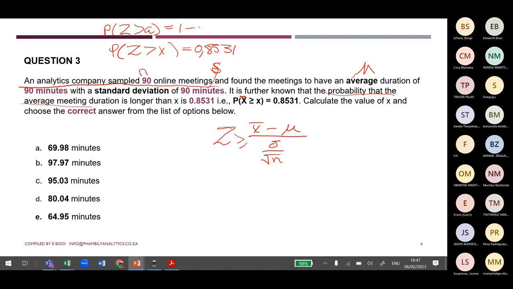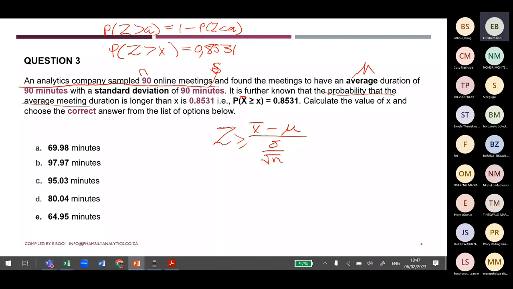What we know is that the probability of Z greater than a value is 1 minus the probability of Z less than a value of the thing from the table. So it means this 0.85, they have found it. We need to go and find what the Z value is, right?